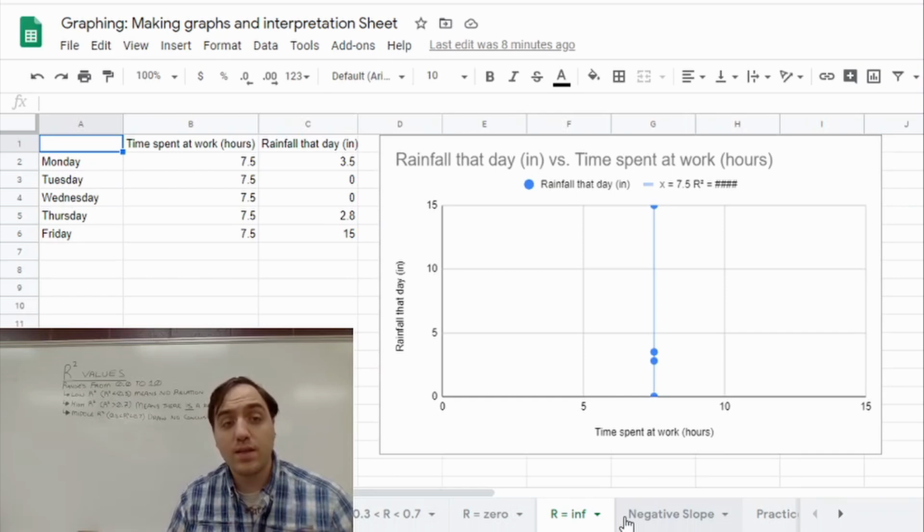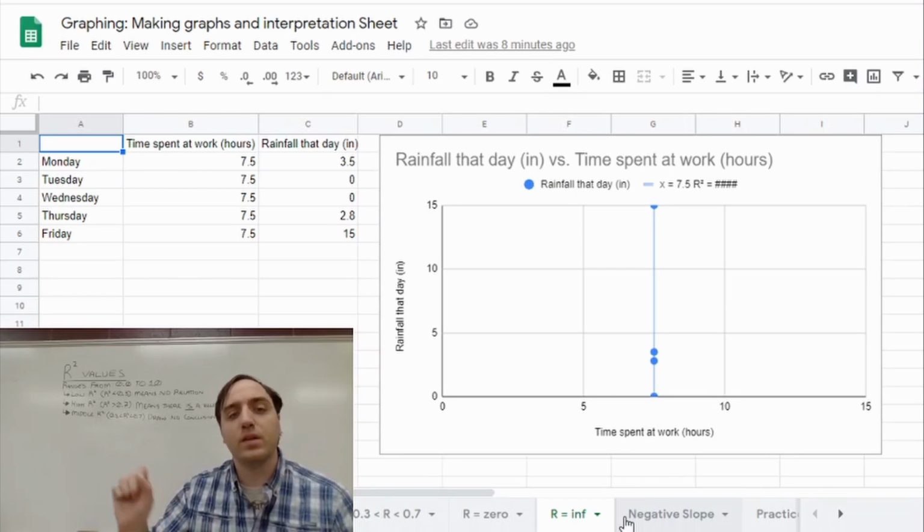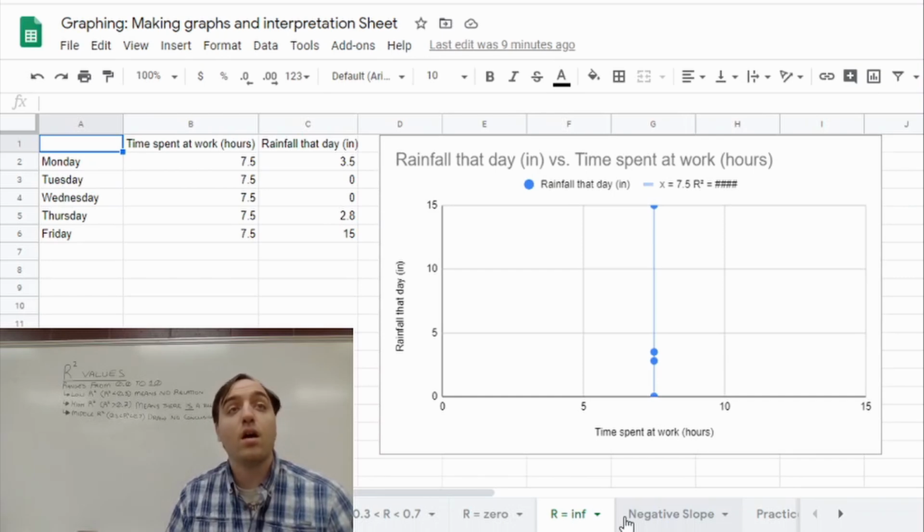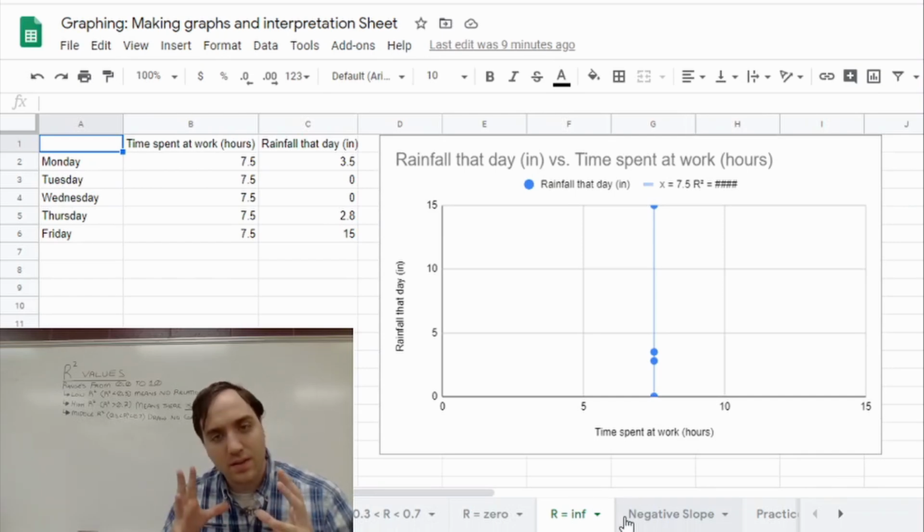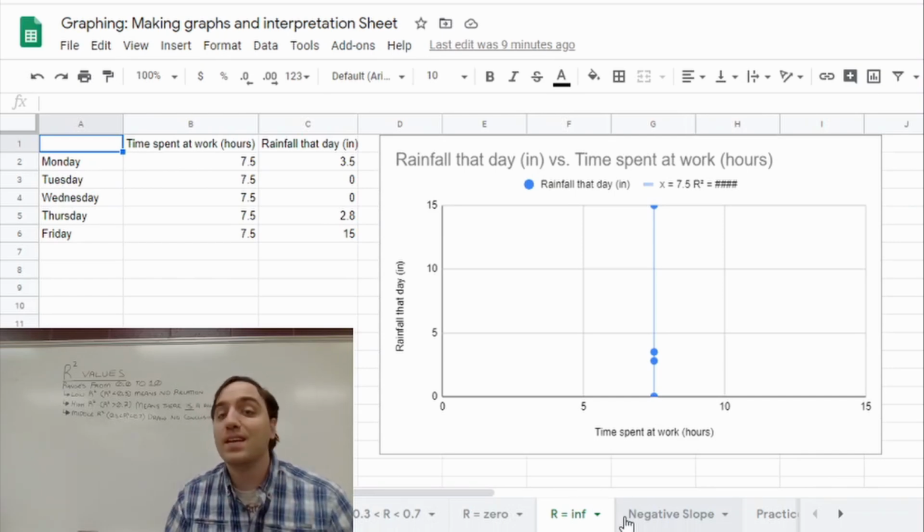varies drastically. What this tells you, and this does tell you something, not that there's a relation between the amount of time spent at work and the amount of rainfall, is that some other variable is changing. Typically, you will only see this if you don't change one variable, but another variable changes as a result. But again, keep this in mind. This does not mean that there's a relation. It just means that there's something else changing that you're not accounting for.